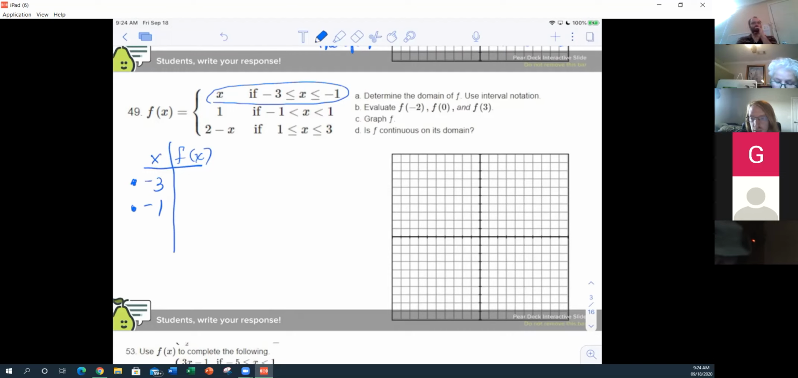I really don't know, to be honest. Okay, so this says twice already. This is still not making sense to me. Okay, if x is between -3 and -1, then f of x is just that number.